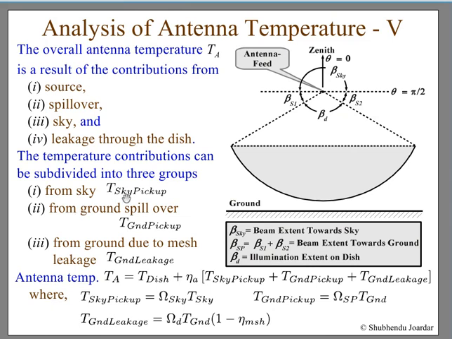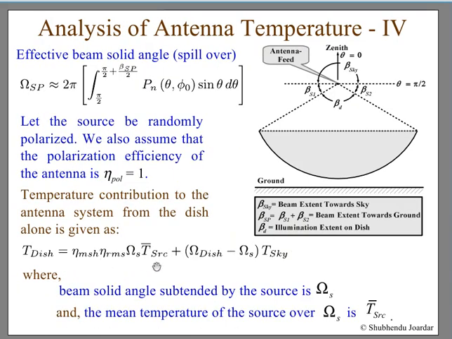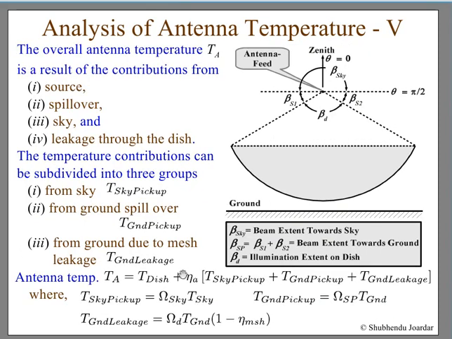So from the sky, we call this the sky pickup, and this is ground pickup, and due to mesh leakage. So antenna temperature will be, this is basically because of the radiation pattern formed by the dish, and this is because of the other properties of the dish. So it has to be an addition of these two. So here you add these 3 with the antenna efficiencies and this one, where we define that T sky pickup is equal to the solid angle of the sky into all these things we have calculated, and ground leakage is equal to this one, 1 minus eta mesh.